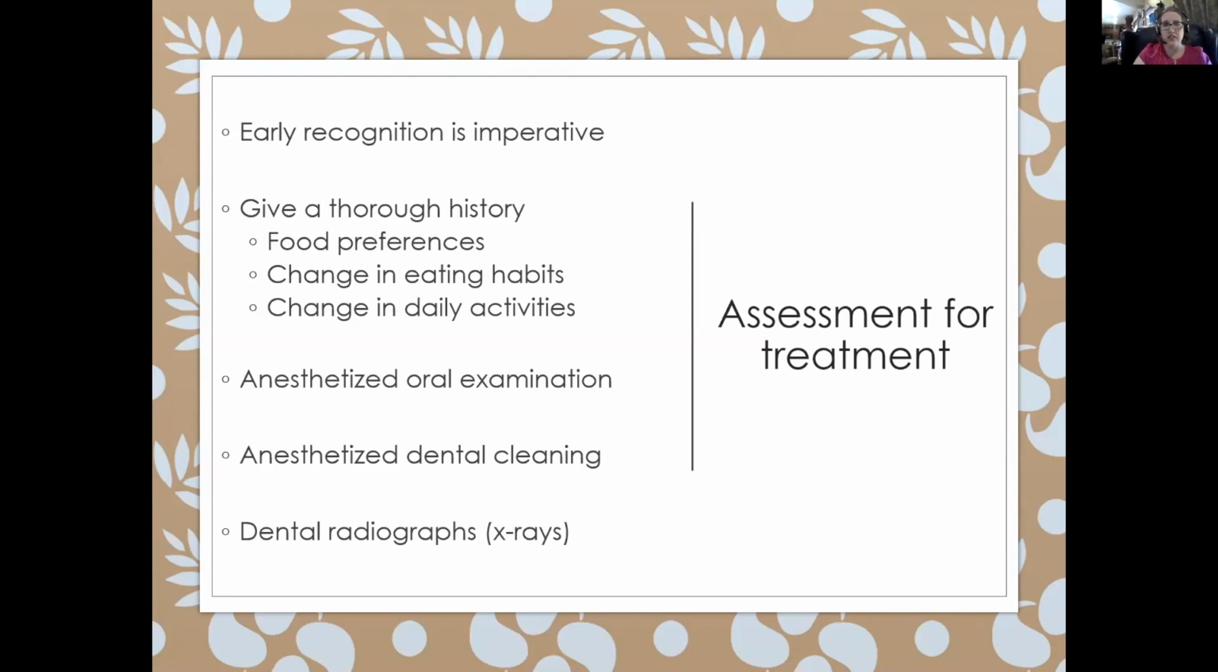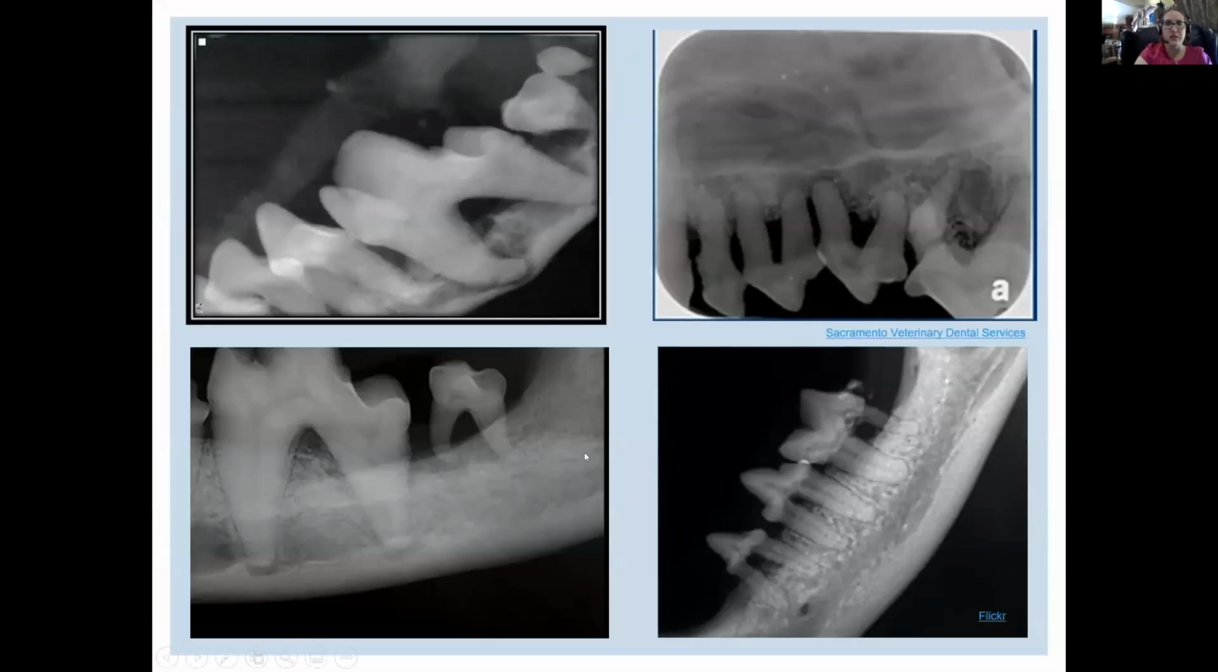Then the anesthetized oral exam, the dental cleaning, and the radiographs. So these are some examples of radiographs of moderate to severe periodontal disease that we can see. Here you have a tooth that is very close to where the bottom of the jaw is, but it also has a lot of bone loss associated with this. So a tooth like this is always going to be concerning because we're going to be concerned about whether, if we remove this tooth, we are going to break or fracture the jaw.